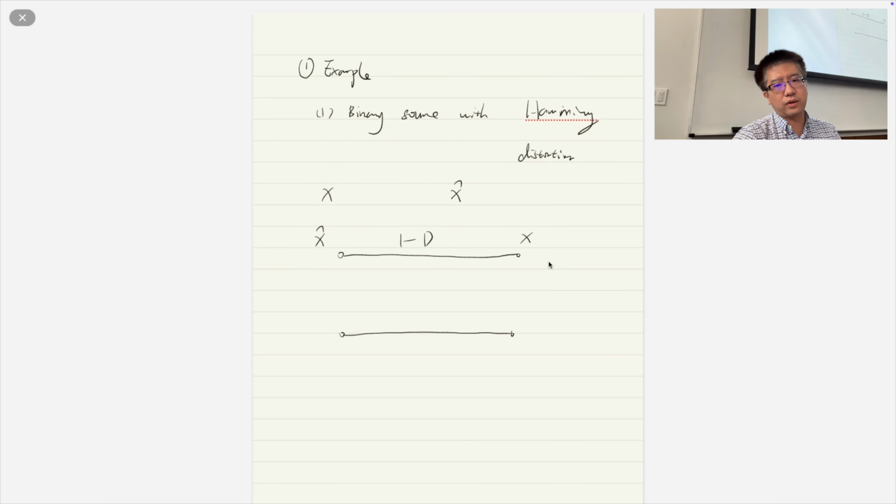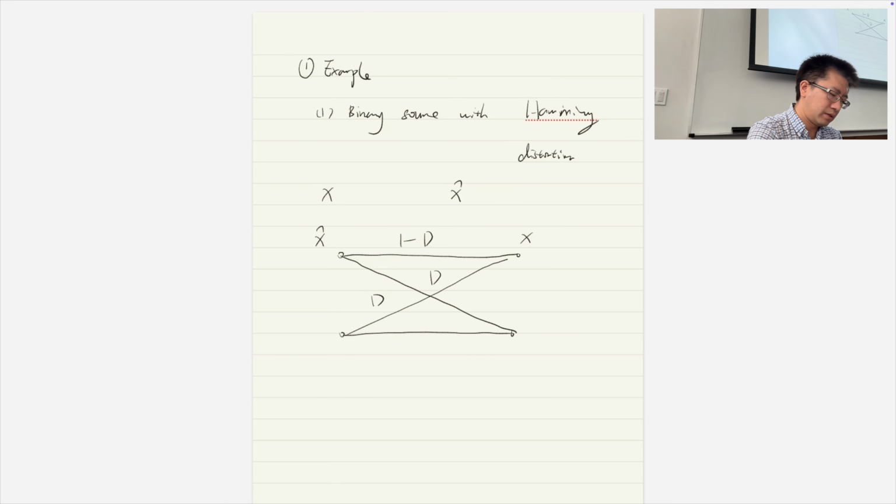Therefore, we can model this as follows. From x hat to x, this probability is 1 minus d, where d is the distortion, this probability is d, this probability is d, and this probability is 1 minus d. In this case, we have a binary symmetric channel. This is called the backward channel. It's kind of confusing: before, p(x hat | x) was the test channel, and this is the reverse, p(x | x hat).